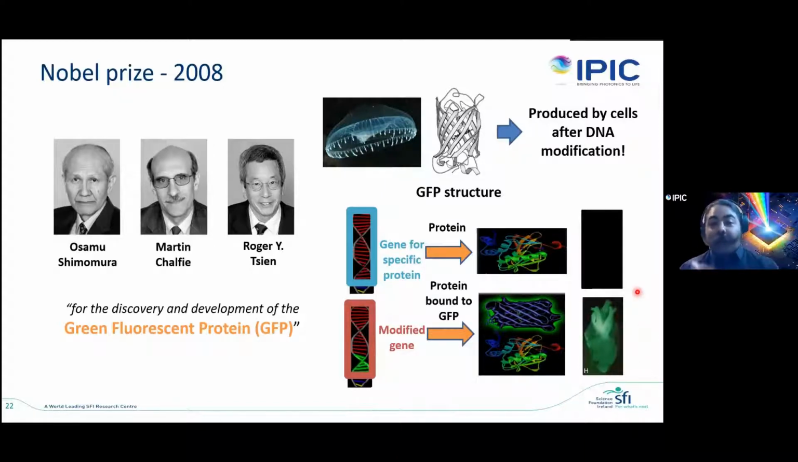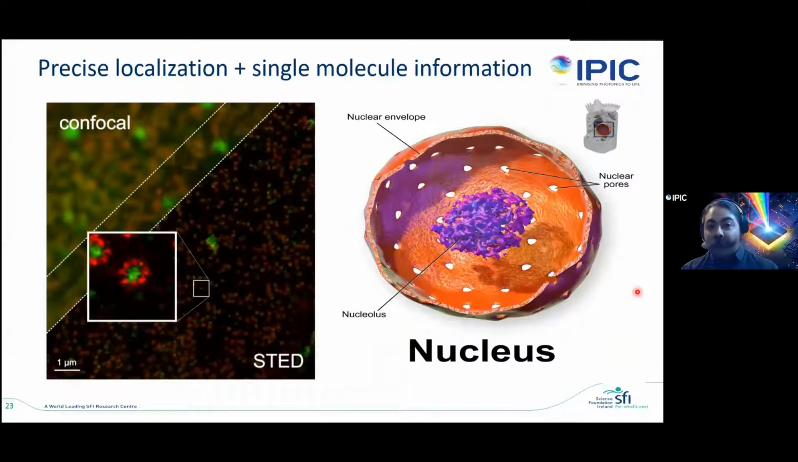And this actually revolutionized many of the ways we can look at biomolecular processes and how we see what's happening in both macro and micro scales. Now, we also see in micro scales a lot of advances in precise localization and single molecule information. So, for example, if we use super resolution microscopy, we can probe the nuclear pores, so the pores within the nuclear envelope of the cell nucleus.